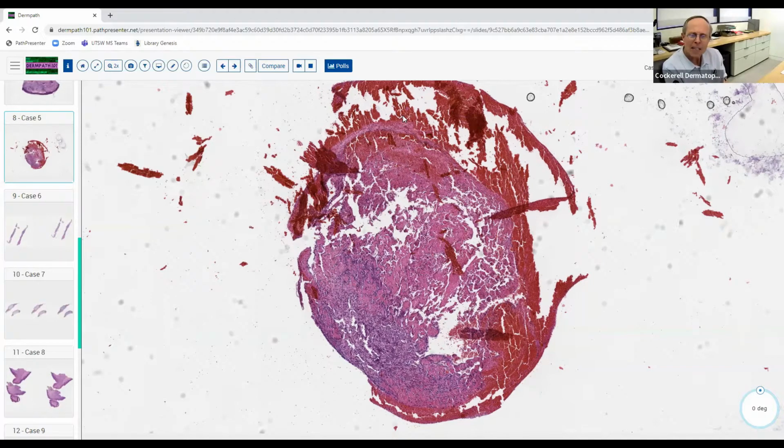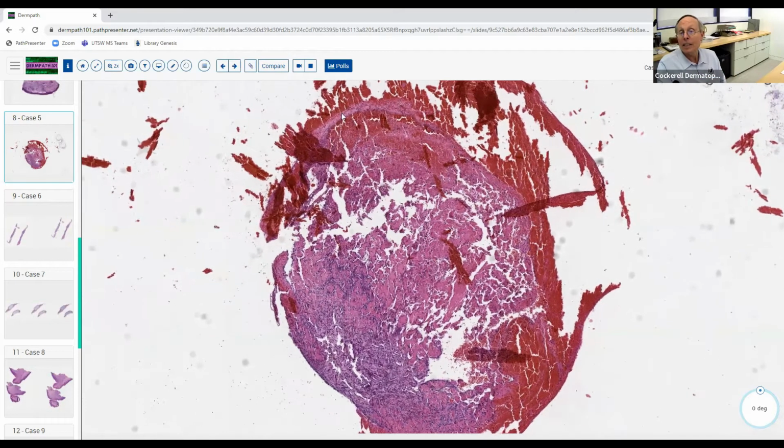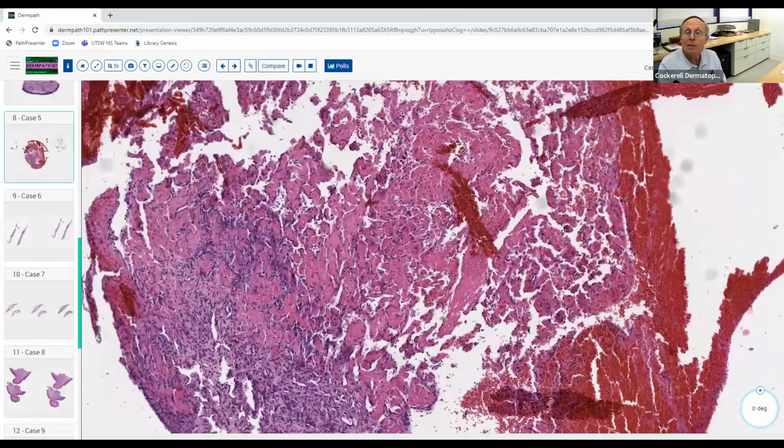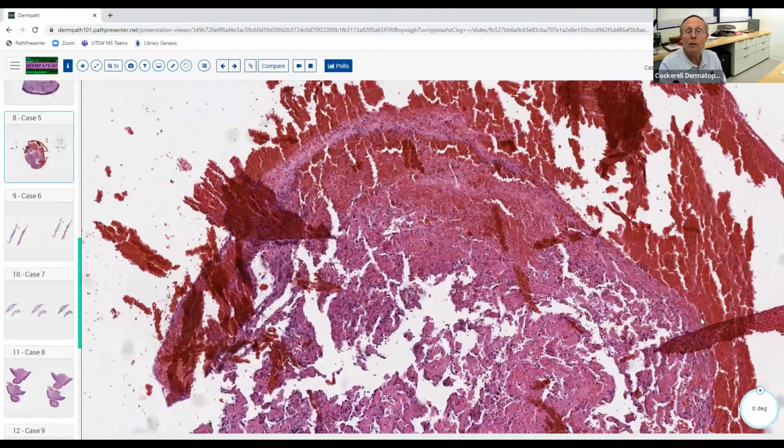Not every single thing fits neatly into the inflammatory or neoplastic category. This may be some kind of reactive process, possibly related to something else, but it's got a lot of hemorrhage in here. It obviously looks benign. It's very, very well circumscribed, it's symmetrical and all that. Let's go to higher magnification and see if we can figure out what's going on here.